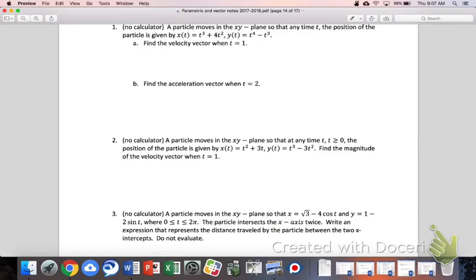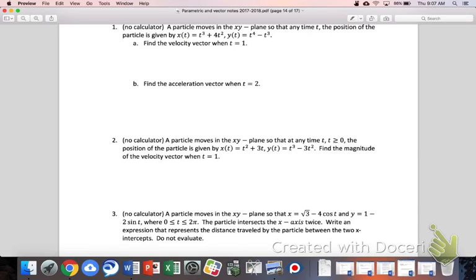So it says no calculator allowed. A particle moves in the xy plane so that at any time t, the position of the particle is given by, and then you see you've got two components. You've got an x component for position and you've got a y component for position. And A says find the velocity vector when t equals 1. So you have a position and you're asked for a velocity, and so what's going to happen in there somewhere? Yep, you're going to have to differentiate.